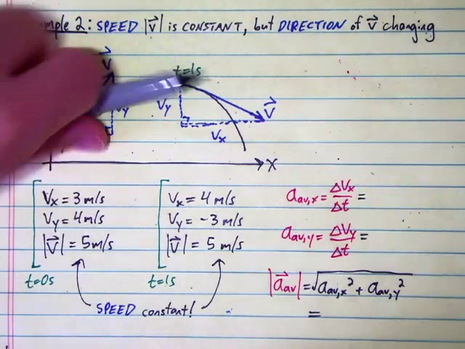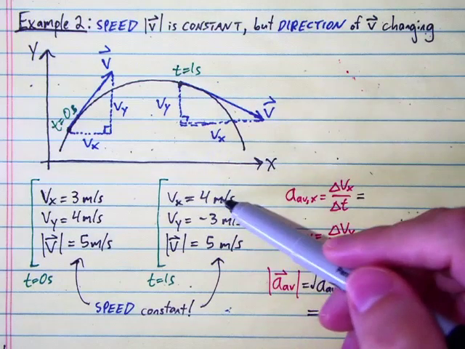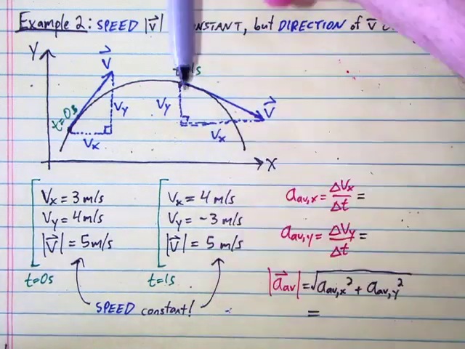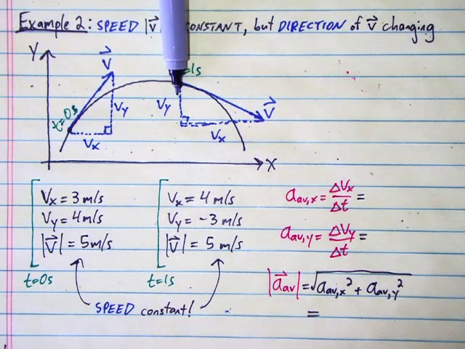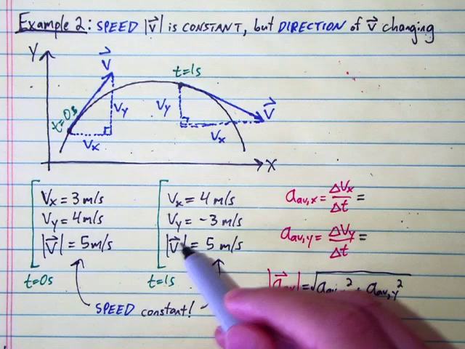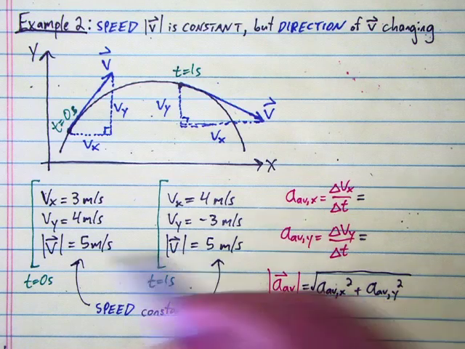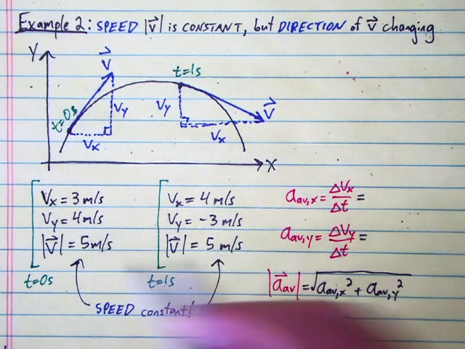Then, as we go through the curve at this moment, Vx is now larger, it's 4 meters per second. Vy is now a negative 3. It started out as a positive 4, and now you're moving down. Your y-coordinate is decreasing. Vy is a negative 3. Such that the magnitude of the velocity, that is your speed, is again 5 meters per second. It's the same. Speed hasn't changed.